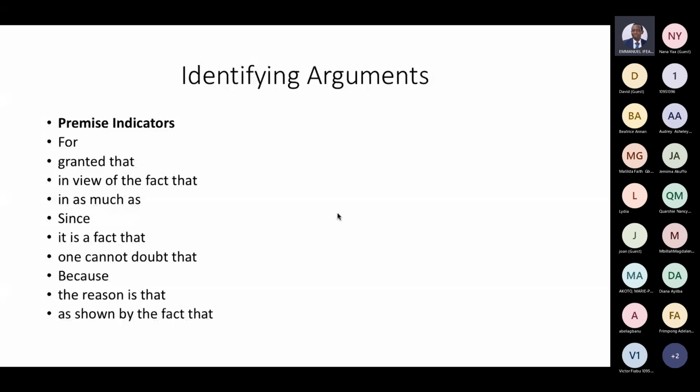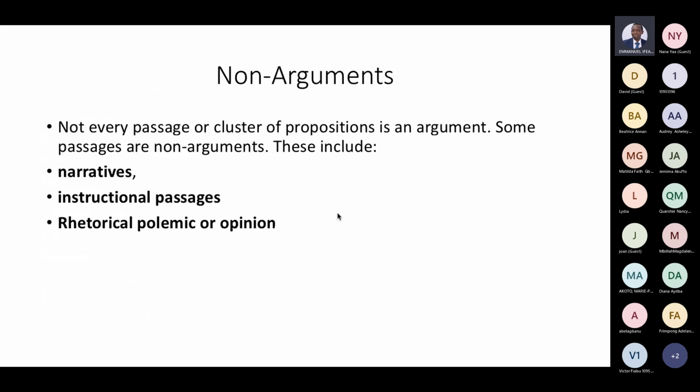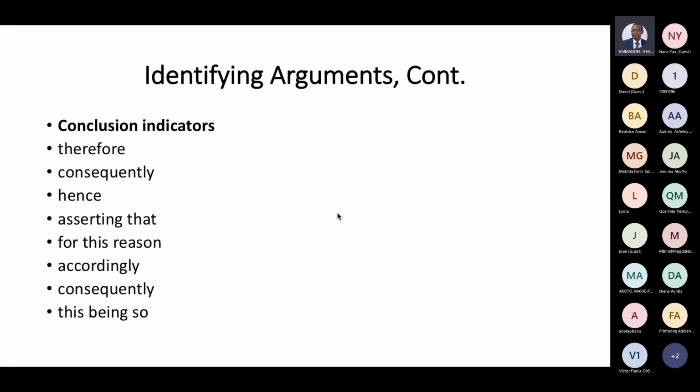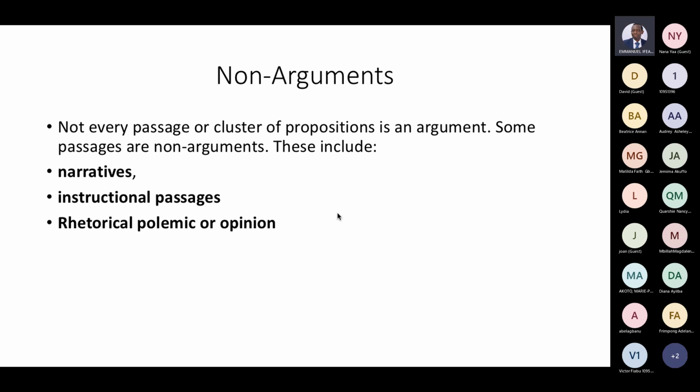Then we saw how to identify arguments. We saw premise indicators and conclusion indicators, but we're saying that not all arguments contain these indicators. There are many arguments without them, so you don't need to rely on indicators to identify an argument. Then we saw non-arguments. Not every passage is an argument. There are some passages that are non-arguments, such as narratives, instructional passages, rhetorical polemic, or opinion.